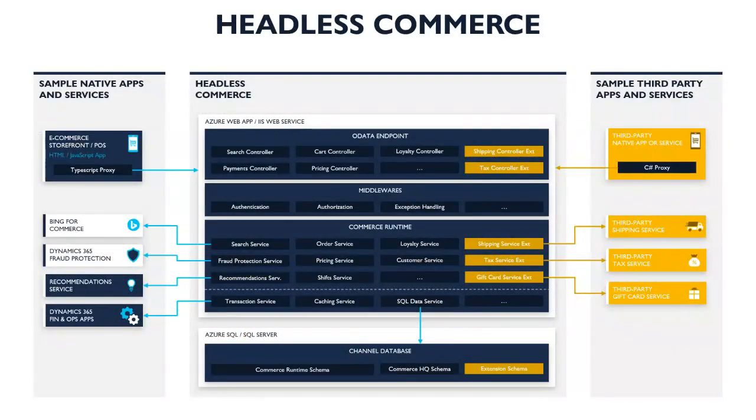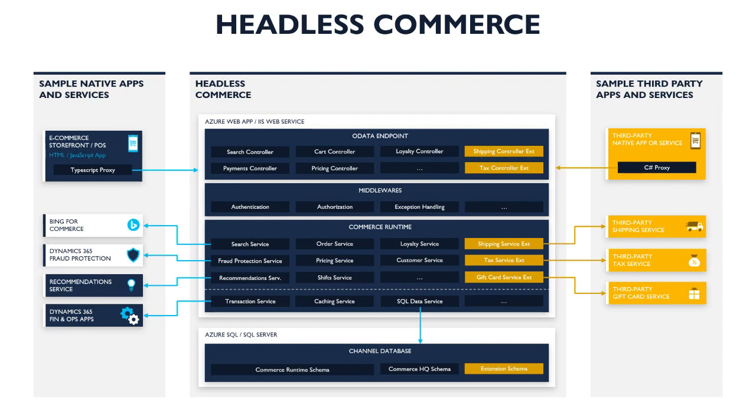Next I will talk a little bit about the headless commerce architecture. As I said, the headless commerce contains two main parts. One is the commerce runtime, which everywhere you will see it called CRT, which contains the core business logic.